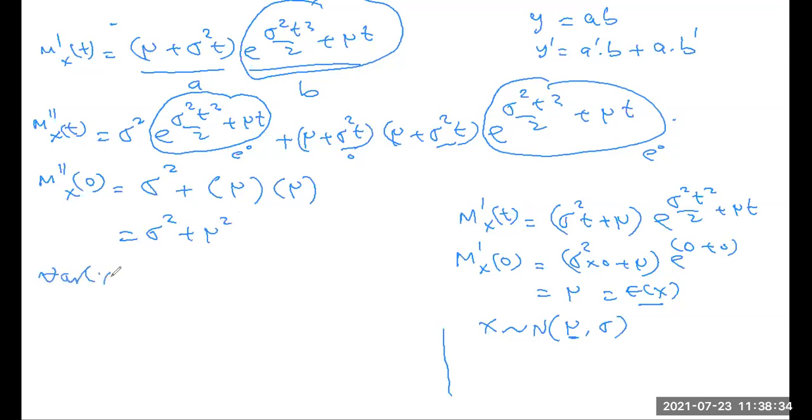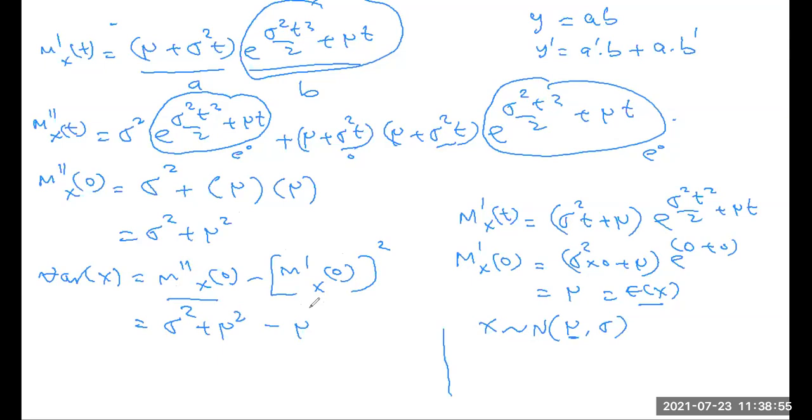So the variance of a normal random variable x using the MGF technique is given by this formula: the second derivative when t is equal to 0 minus the square of the first derivative when t is equal to 0. So sigma squared plus mu squared, which is the first term, minus the square of the first derivative at t equal to 0. What do we get? Sigma squared, because mu squared and mu squared cancel. Is that correct?